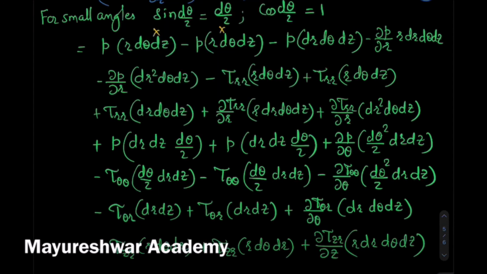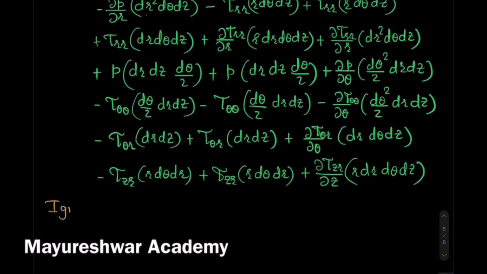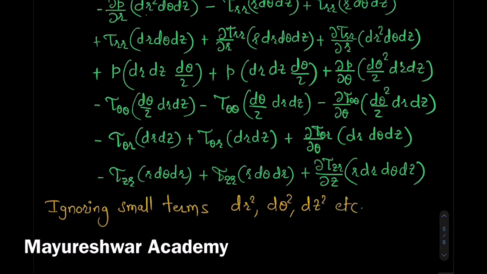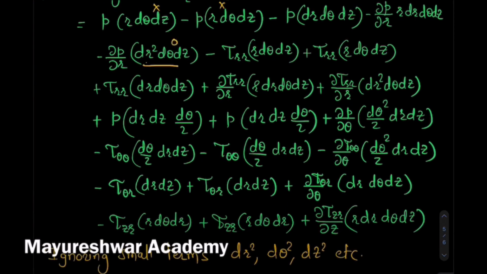So now let us try to mark the components which we will cancel out. So again we need to ignore small terms as well, which are dr squared, like d theta squared and dz squared, etc. So let us mark first of all components which will cancel out. So pressure term along r direction, this component will cancel out these two. Then we have this component which is dr squared, so 0. So similarly pressure along theta direction, this component is also 0. So similarly we have tau theta, that component is 0.